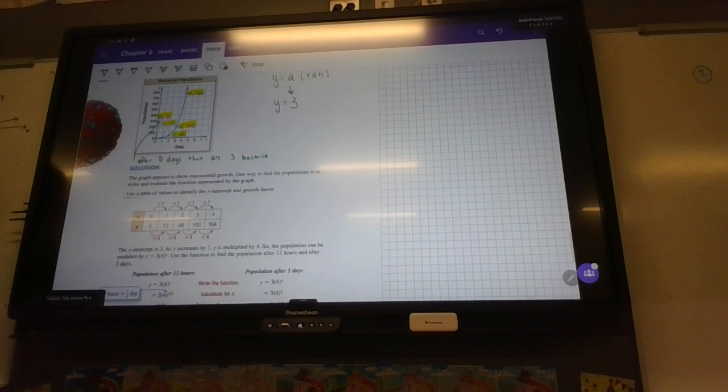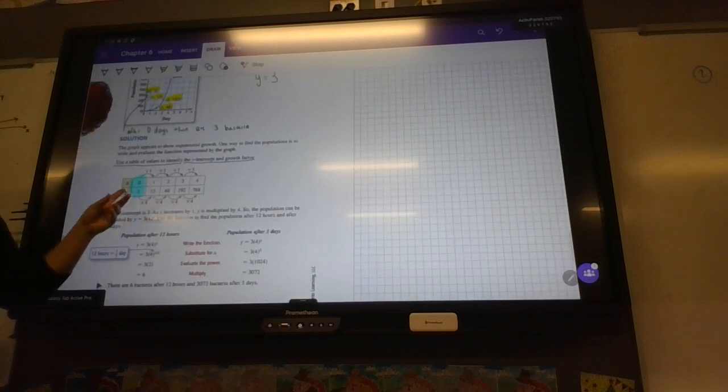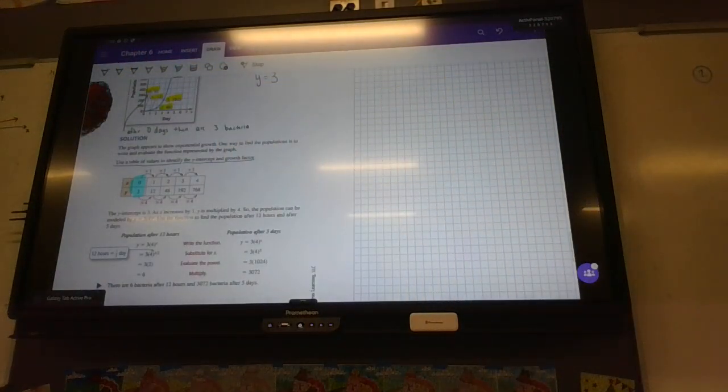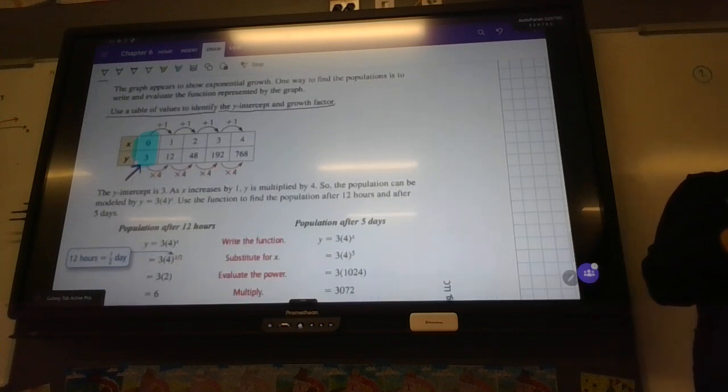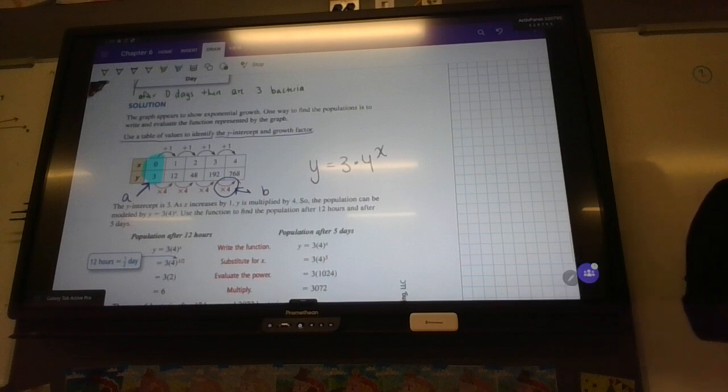The solution here says use the table of values to identify the y-intercept and the growth factor. I see the y-intercept here is (0, 3). The growth factor is this multiplier. It's times 4 every time. That means each hour, the number of bacteria multiplies by 4. So this would be your a value, and the times 4 pattern is the b value. So it's 3 times 4 to the x.